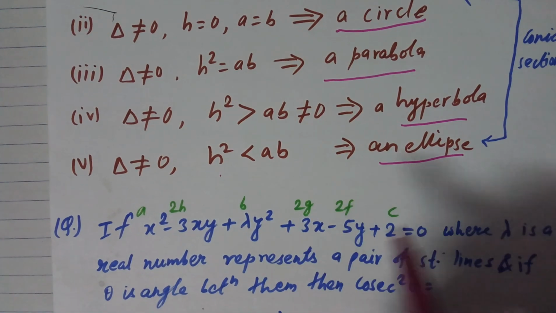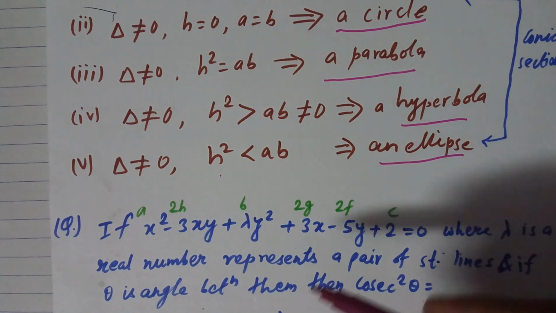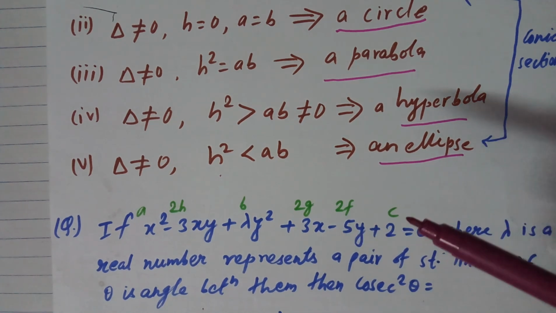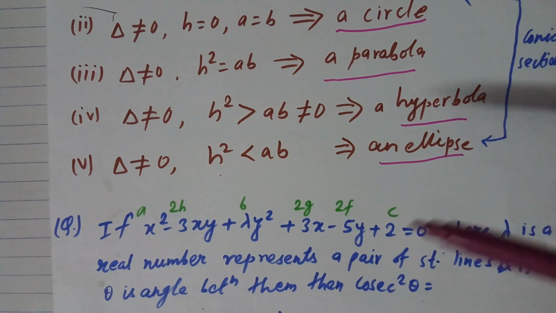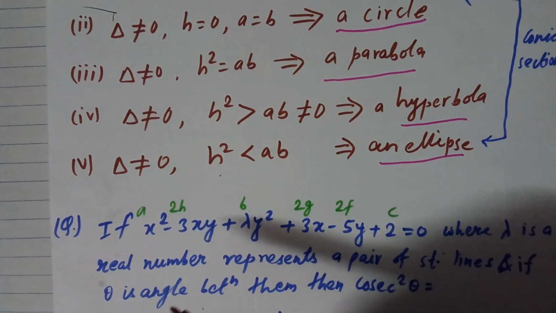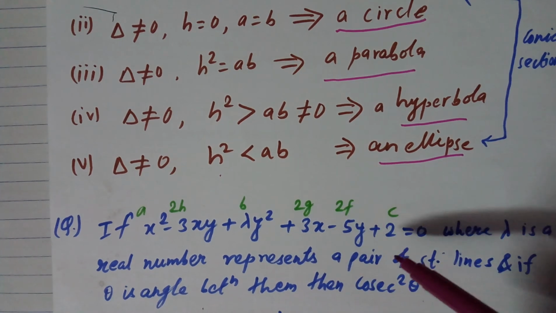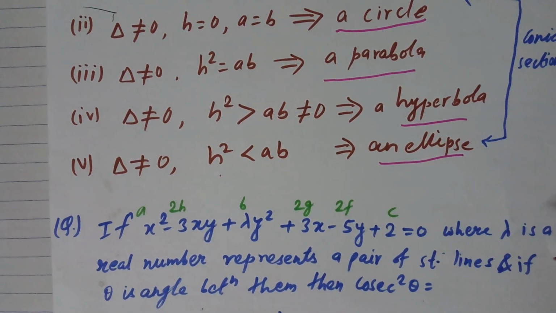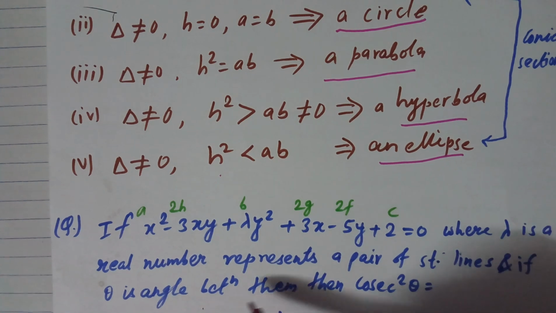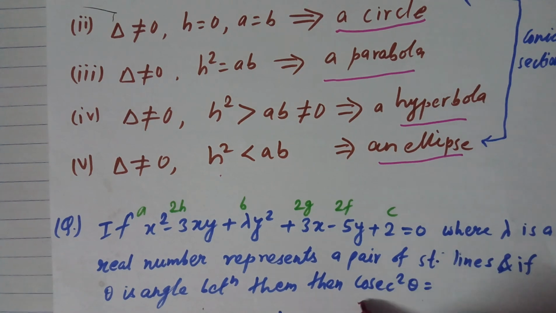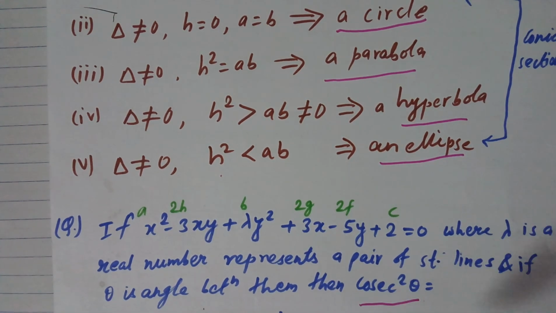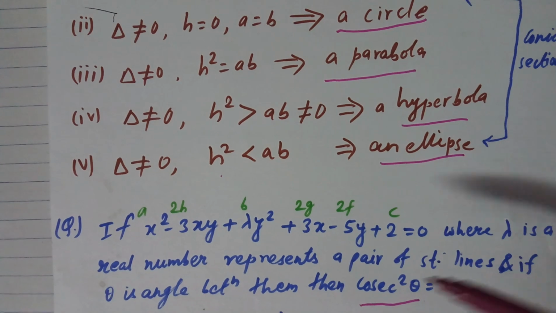So let's move on to a question related to the general equation. Here we have a question: if x square minus 3xy plus lambda y square plus 3x minus 5y plus 2 equals to 0, where lambda is a real number, represents a pair of straight lines, and if theta is the angle between them, then cosec square theta equals to what? So it's a double question.